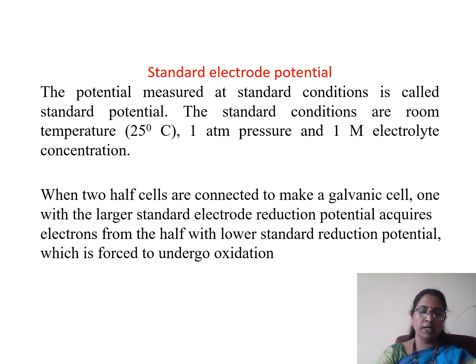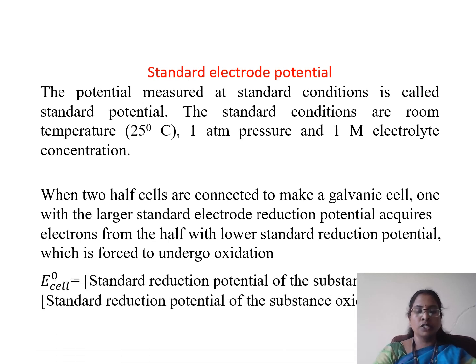The potential created due to oxidation is called oxidation potential. The potential created due to reduction is called reduction potential. Generally, the standard electrode potential of a galvanic cell may be represented by E0 cell equals right hand side electrode potential minus left hand side electrode potential. The right hand side electrode is called the cathode. That means cathode potential minus anode potential.